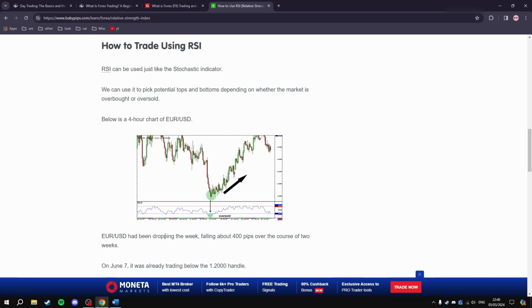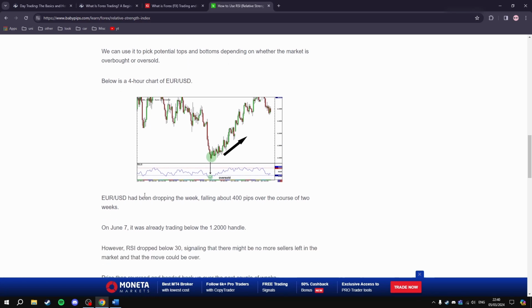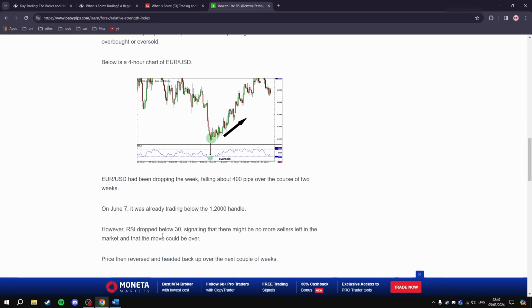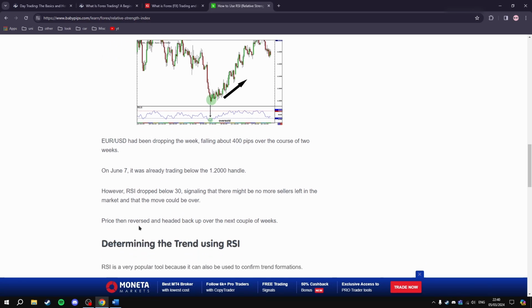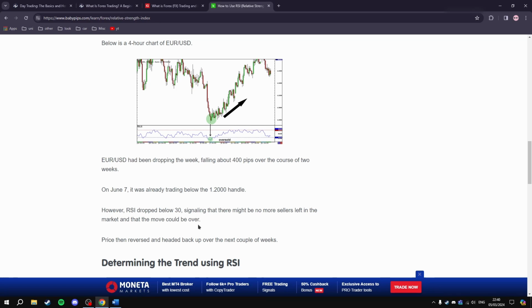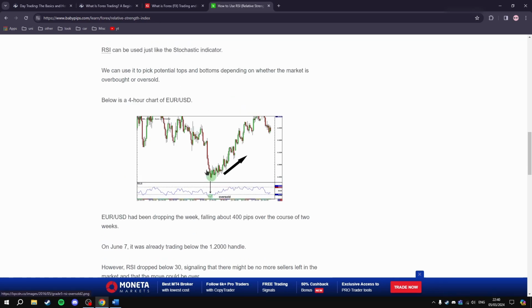Euro USD has been dropping the week, falling about 400 pips over the course of 2 weeks. On June the 7th, it is already falling below the 1.2 handle. However, RSI dropped below 30, signaling that there might be no more sellers left in the market and that the move could be over. Price then reversed and headed back up over the next couple of weeks.